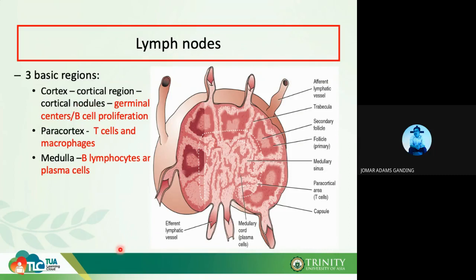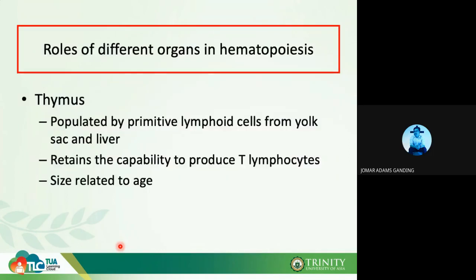Pakitandaan yung regions. Okay, and last but not the least is the thymus. Thymus is the site for the proliferation of your T lymphocytes. They populate the primitive lymphoid cell populate in the thymus. Remember what we mentioned, that thymus is actually one of the well-developed organ in your infant. Okay. Your well-developed organ in your infant.